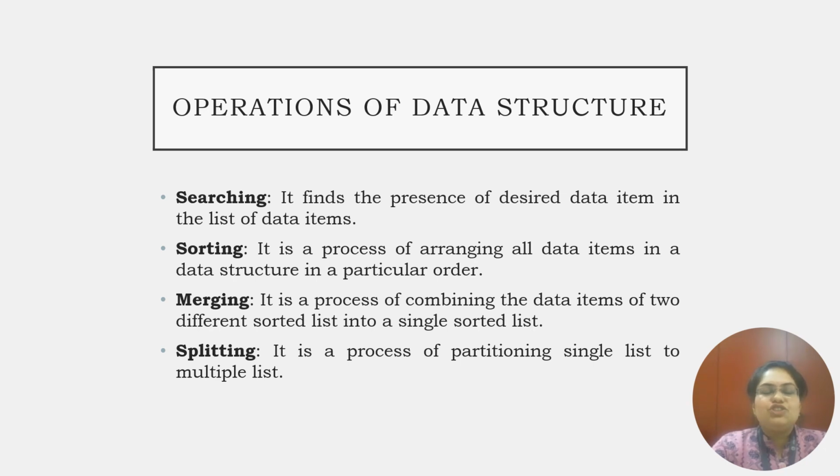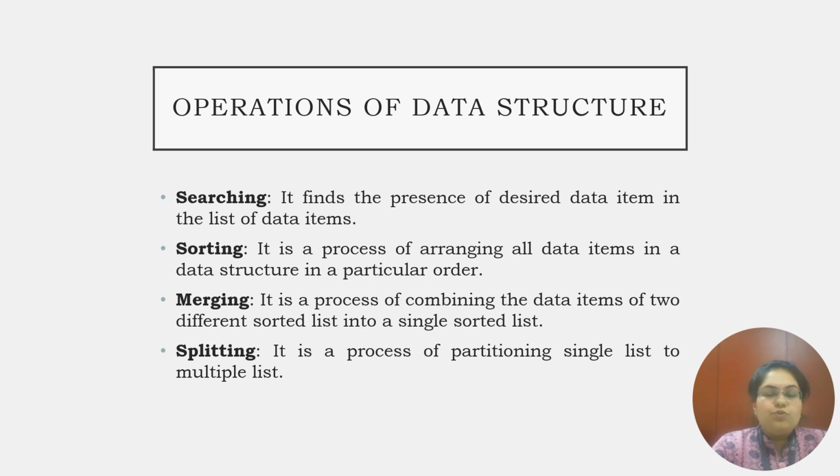Next operation is sorting. It is a process of arranging all data items in a data structure in a particular order. The order can be ascending or maybe descending. We can take the help of many sorting algorithms to sort data in less time. For example, bubble sort. There are many other algorithms that can sort data effectively, like merge sort, insertion sort, selection sort, or maybe quick sort.